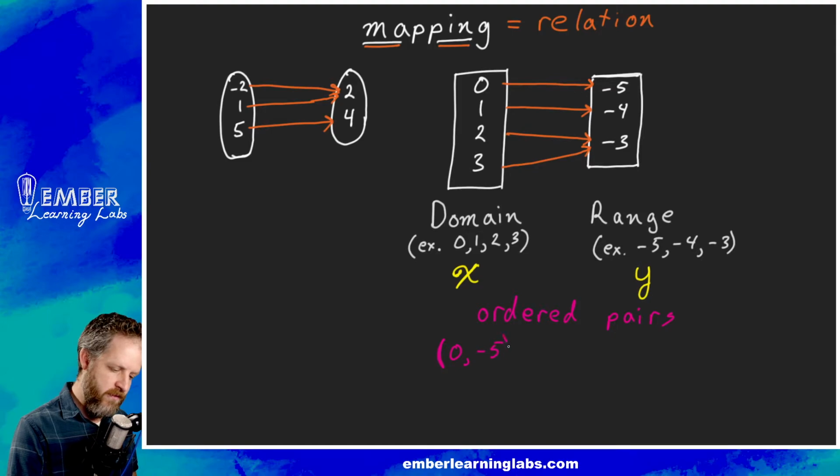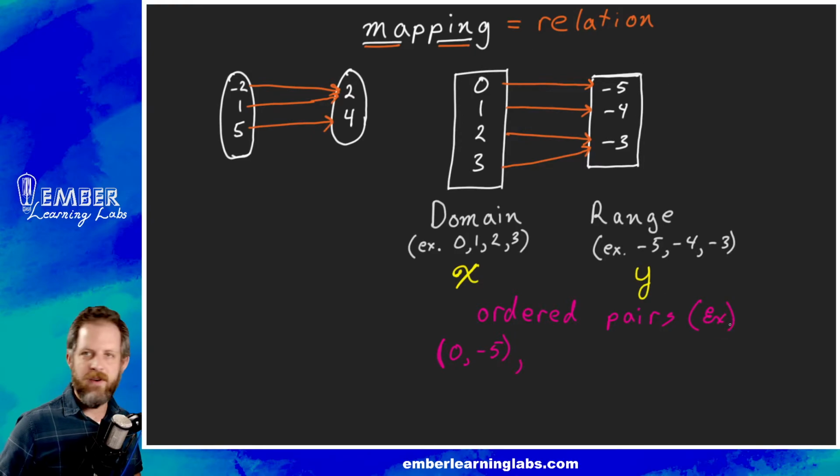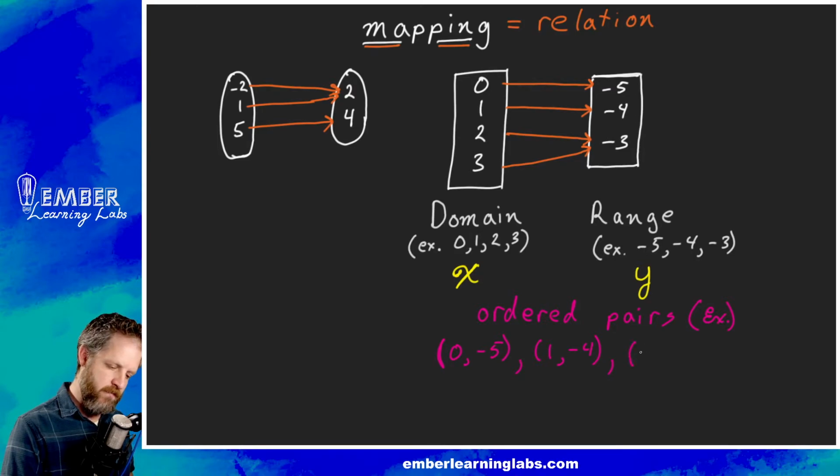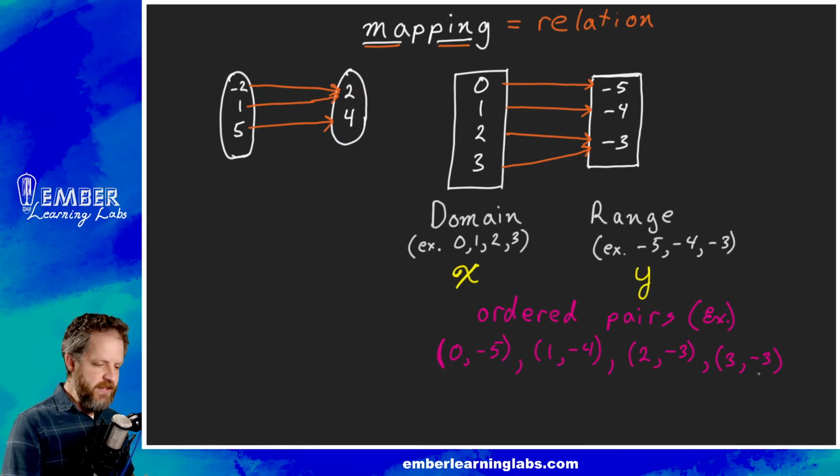The next ordered pair in this relation, our example, should put example, right? It would be (0, -5). Then the next ordered pair would be (1, -4). The next ordered pair in this example would be (2, -3). And then the last one would be (3, -3). So this is two different ways that we could represent this exact same relation.